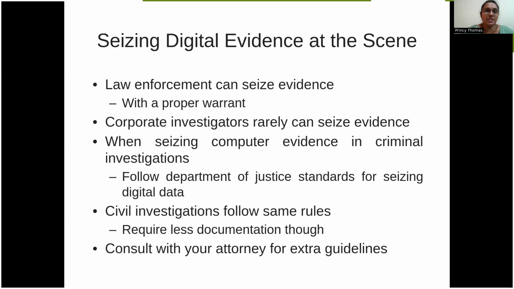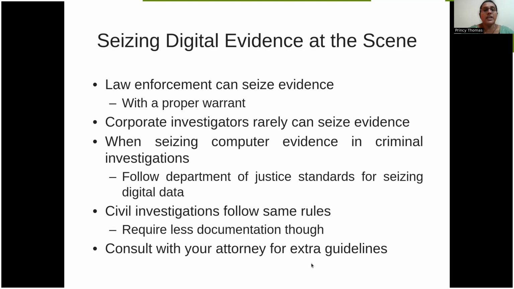Seizing digital evidence at the scene must be done by law enforcement agencies or experts with the proper warrant. In the case of corporate investigators, we rarely need to seize the evidence, meaning we don't need to take it out of the premises. When seizing computer evidence in criminal investigations, there are standards to be followed, steps and forms that need to be filled in. In a civil investigation also, the same steps for seizure should be used, and accordingly, documentation should be done.